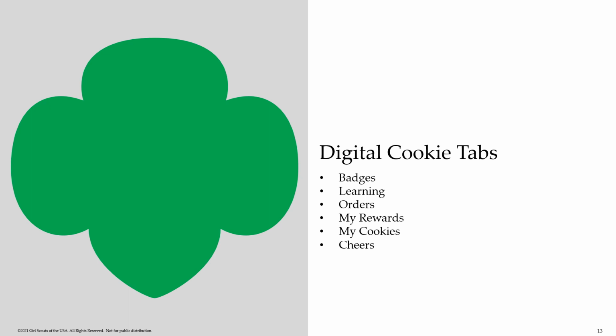So in Digital Cookie, there are a number of other things that girls can do. There is a tab where girls can review the Girl Scout program cookie business badges that correspond to her age level. There are some additional learning tools that they can develop in there. They're pretty fun and they help girls and they vary by age level. They can review orders. They can review My Cookies and Cheers as well.